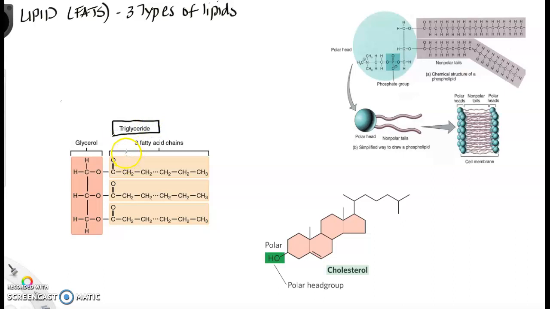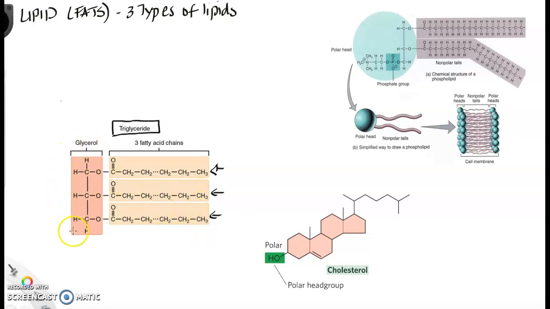And a triglyceride, if you think tri meaning 3, is basically a glycerol molecule connected to 3 fatty acid chains. So fatty acid chains are chains of carbons and hydrogens, basically with one double bonded oxygen there. So this is a fatty acid chain. This is a fatty acid chain. And this is a fatty acid chain. So there's 3 of them.